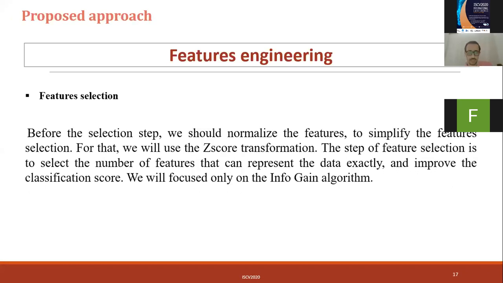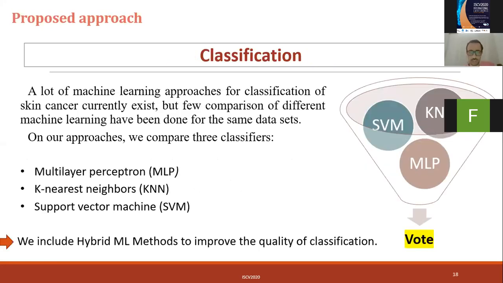The next step is the selection. After extracting all the features, not all of them are relevant, so we should select only the best ones. First of all, we will normalize all the features using the Z-score transformation, and we will select the features using the InfoGain algorithm. The last step is the classification, and we will compare three machine learning models: multi-layer perceptron, k-nearest neighbors, and support vector machine. And then we will improve our classification further using a voting technique.